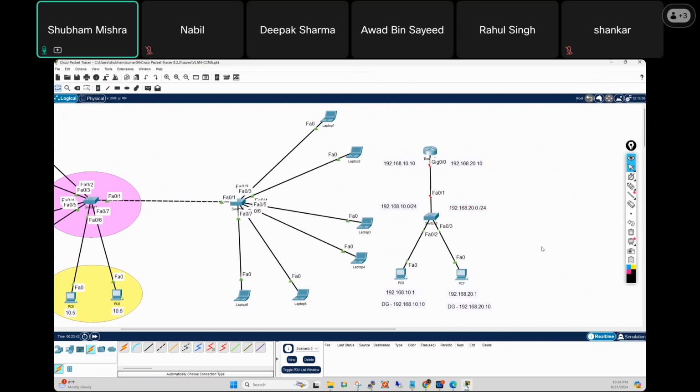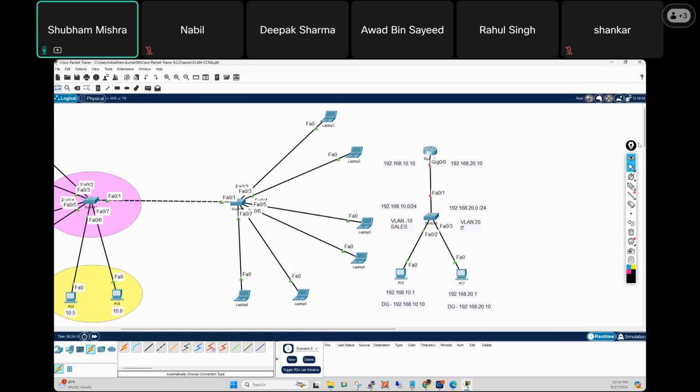Now, on the switch, guys, how many VLANs will we configure? We will configure VLAN number 10, and this is the Sales. And we will configure VLAN number 20, and this is the IT. This is VLAN number 10, and this will be VLAN number 20. Clear na? Tell me. Yes, sir.